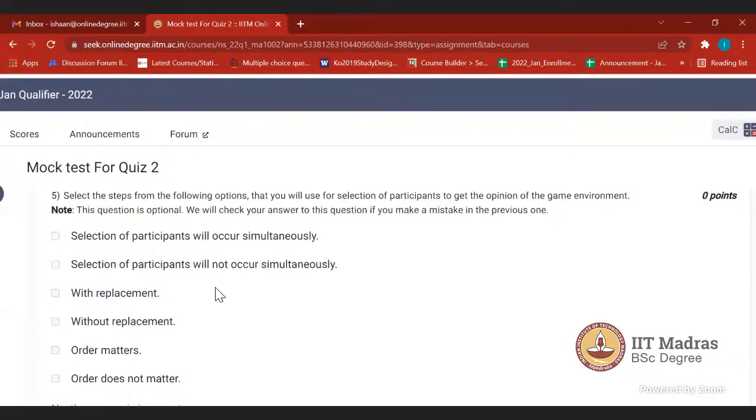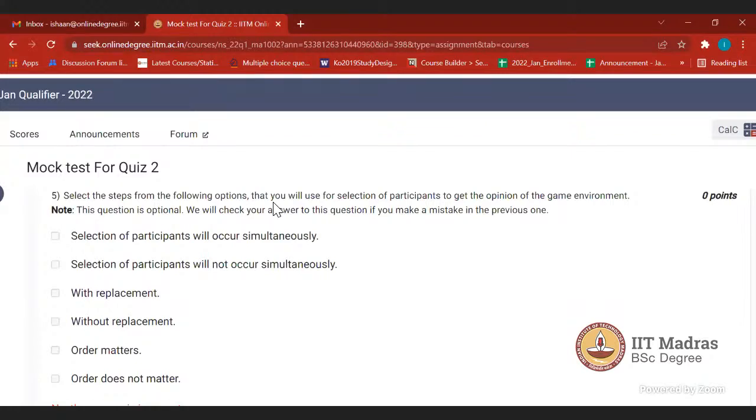That's the MSQ thing. In case I have answered question 4 correctly, this question 5 will not be considered. Yeah, it won't be checked. At least here, with replacement or without replacement, we are surely able to know. Yeah, it's mentioned in the question.